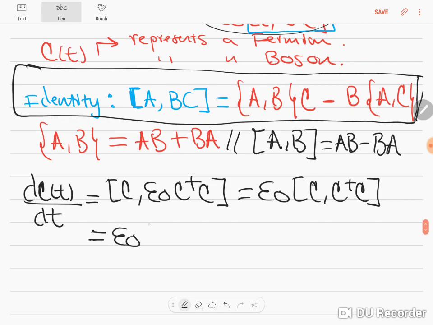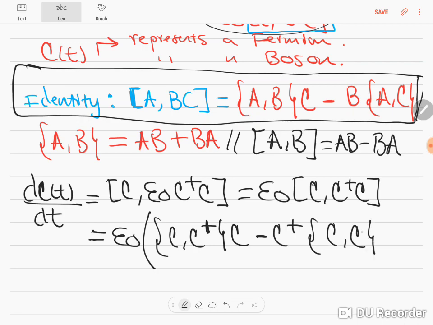So this is E0 parenthesis. So first we have the anti-commutator between c and c dagger, because it's the anti-commutator between the first one and the second one in that order, which is c dagger times c, minus the middle operator c dagger times the anti-commutator between c and c, because it's the anti-commutator between the first operator in the commutator and the last operator in the commutator. So that's what we have here.